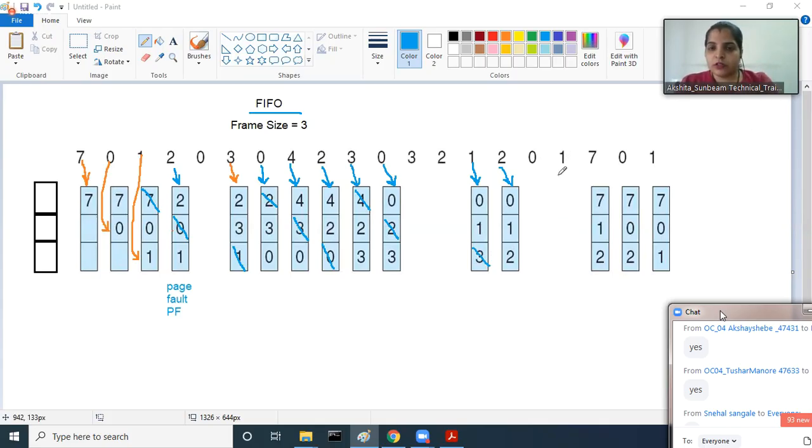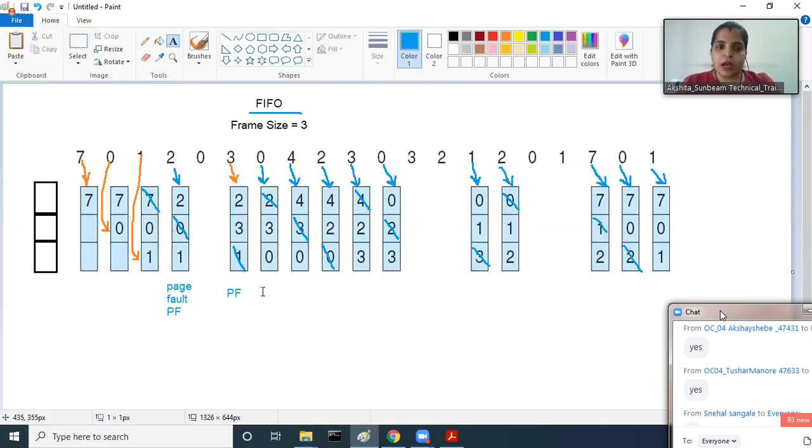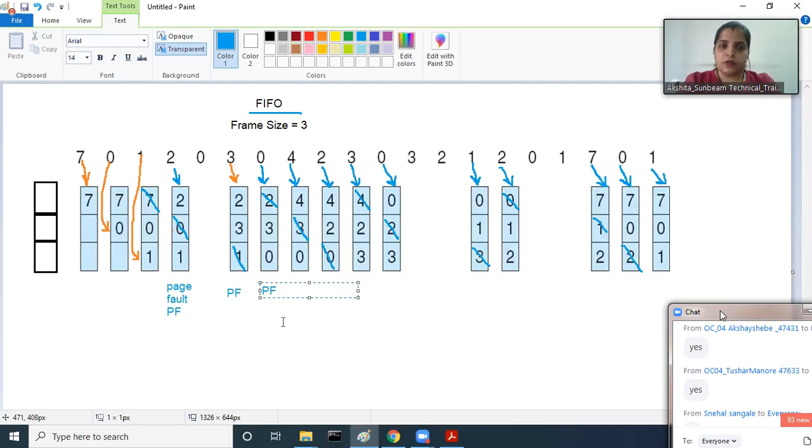0, it's already there. 1, it's already there. Again 7, it will be replaced with 0. Again 0, it will be replaced with 1. Again 1, it will be replaced with 2. So the number of times I am replacing a page, that many times we have a page fault. So this is a page fault.